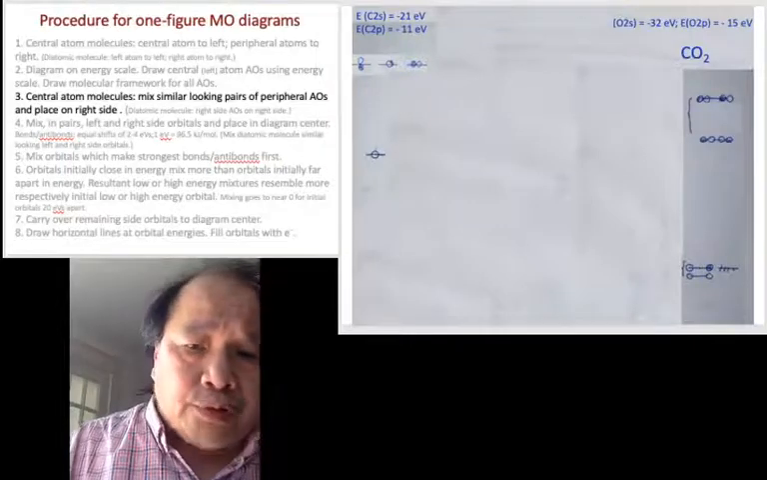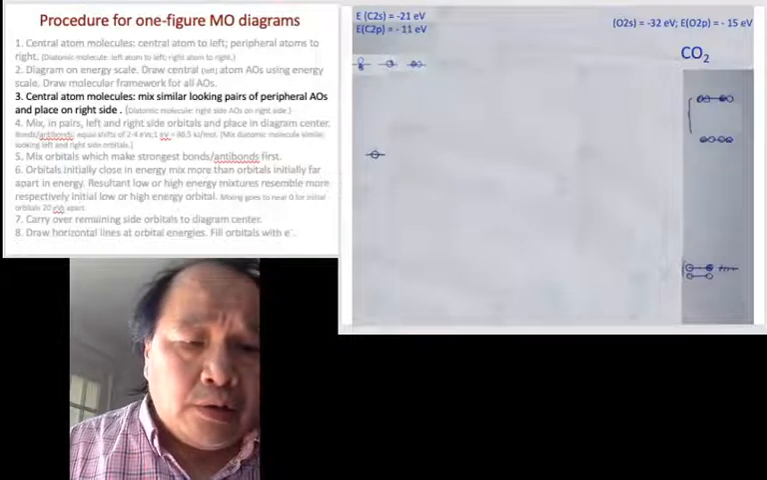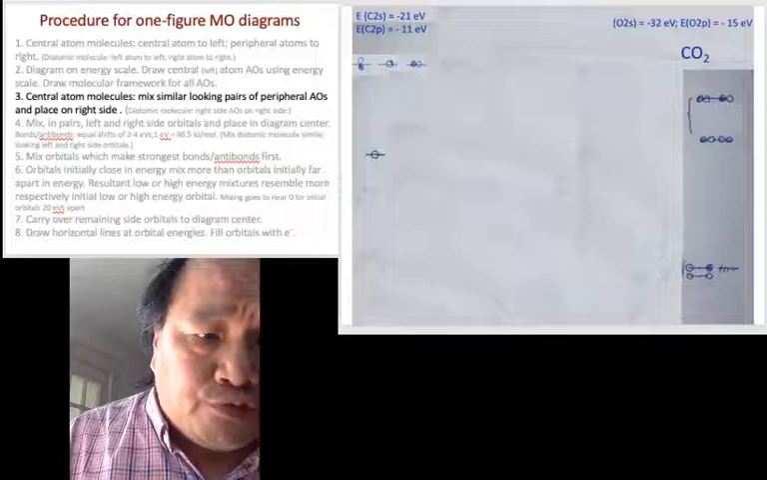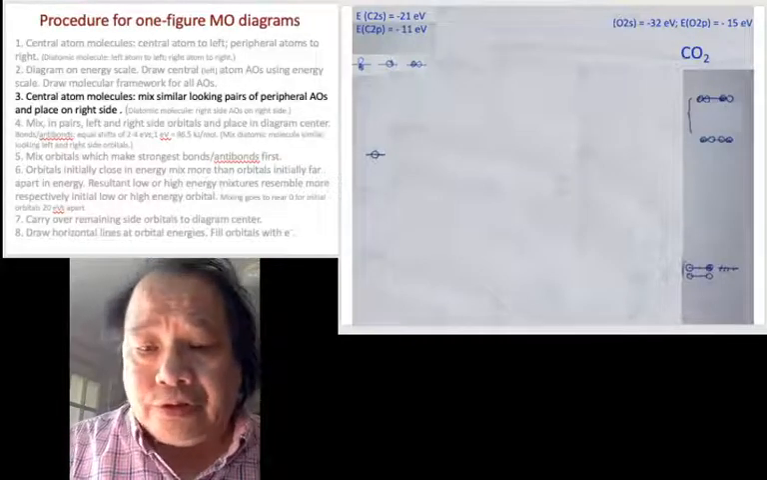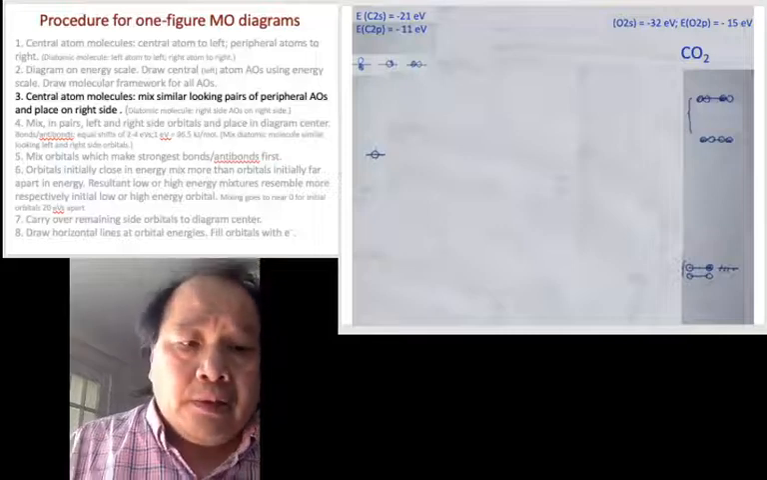So far, all the orbitals I've drawn are non-bonding. The two oxygens are too far apart to make bonds or antibonds. We've done the sigma. Now we have to look at the pi. Let's imagine what they look like.